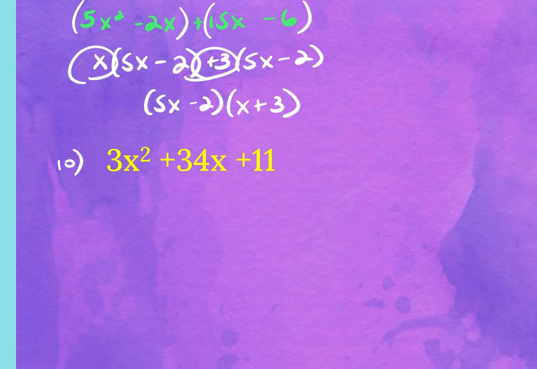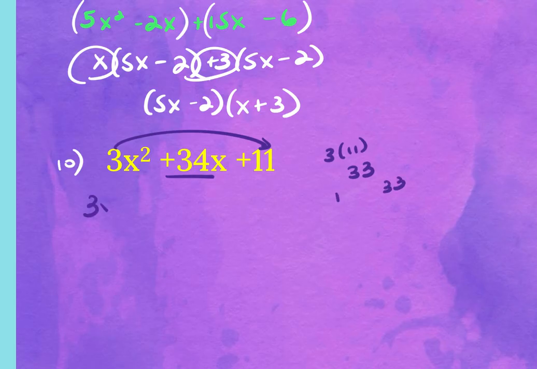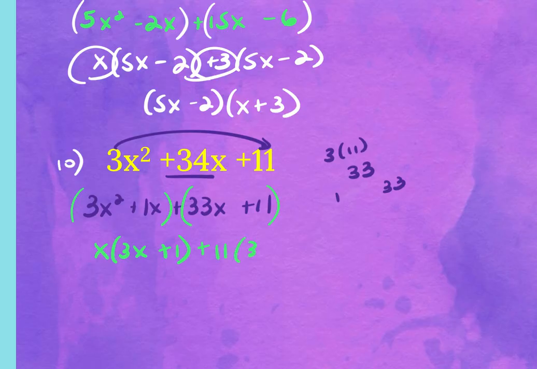Number 10, again, you can't take anything out of it. I'm going to multiply first times last, 3 times 11, and I get 33. Factors of positive 33 that sum to positive 34, so they're both positive, 1 and 33. Replace your middle term and group. First set of parentheses, I can take out an x. Second set of parentheses, I can take out an 11. And then the 3x plus 1 is the same. And the x plus 11 gets grouped together.